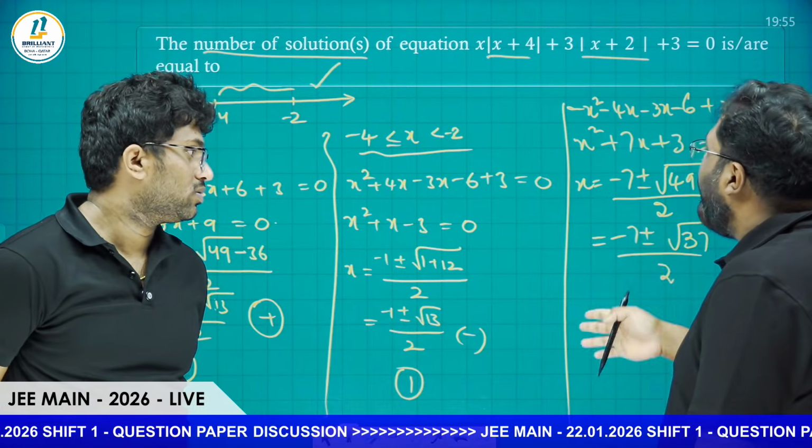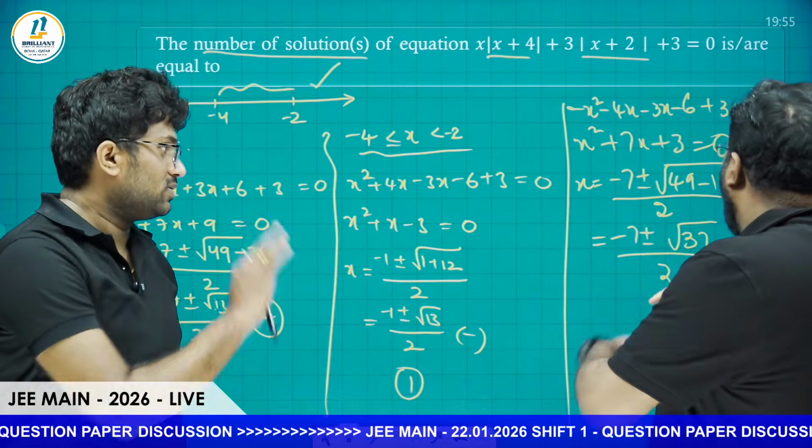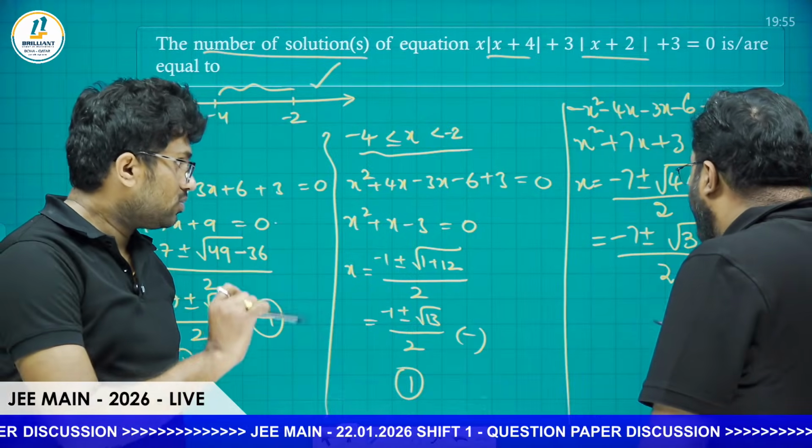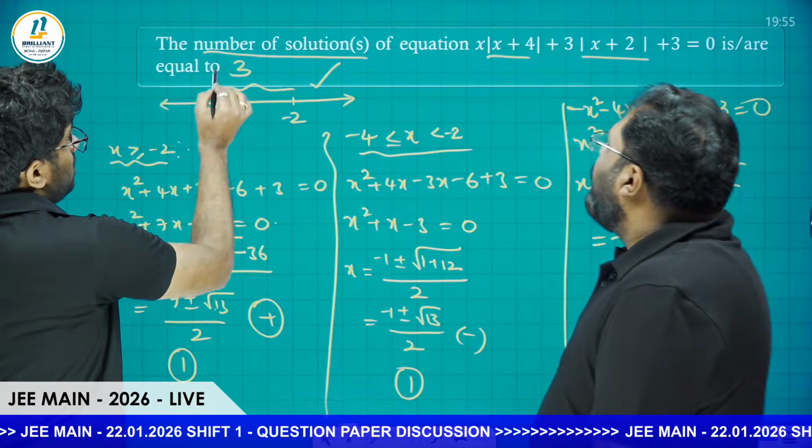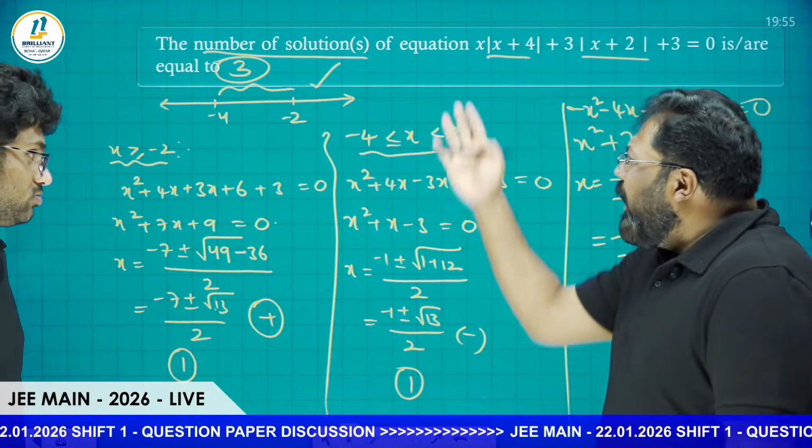Here again you have to think about the situation. The positive side 6 will not come. So we have to take only the negative side, only one solution. So how many solutions did we get? 3 solutions, sir. Answer is 3. That's all, 3 solutions. Very easy.